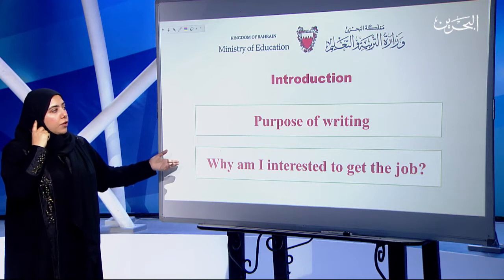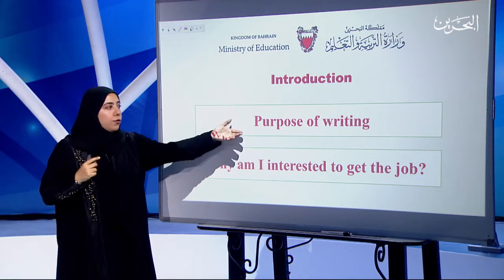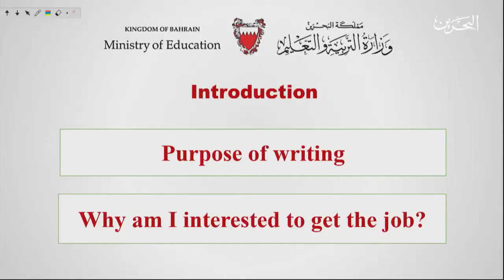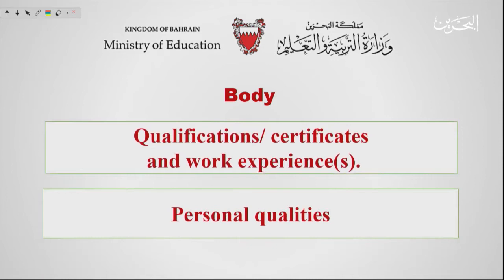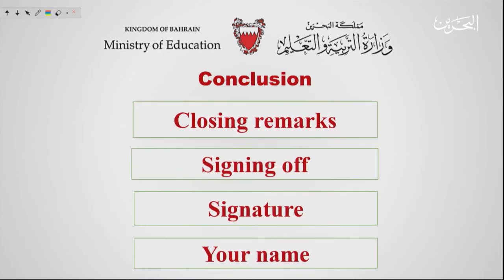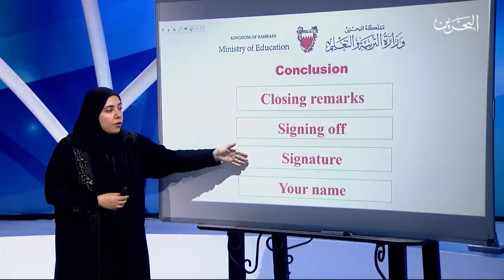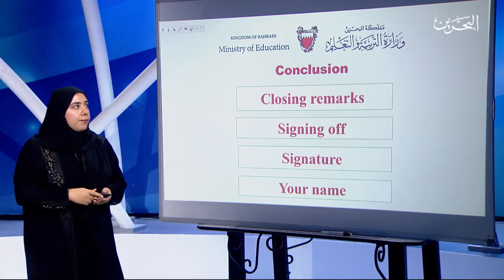Okay, then the introduction. So I have to refer to the purpose of writing. Why am I interested in getting the job? So, the reason for being interested in getting the job. The body. So you write your qualifications, certificates, and work experiences, plus your personal qualities. Conclusion. In the conclusion, you should refer to the closing remarks, signing off, signature, and your name.